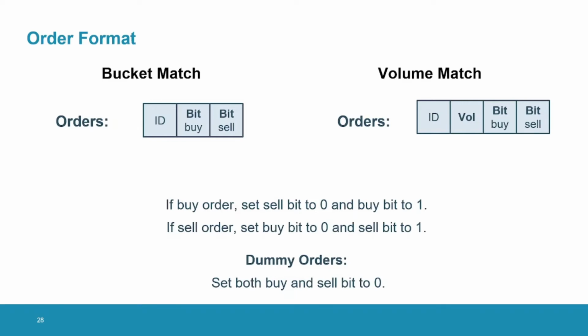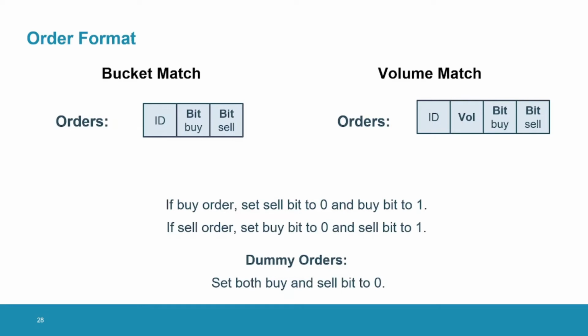And then for the bucket match, we already know the volume of every order because all of them have the same predefined volume. And because of this, we only need information about the direction of the order. So we need to know if it is a buy order or a sell order. If the order is a buy order, then the sell bit will be 0 and the buy bit will be 1, and the other way around if it is a sell order. We can also have dummy orders, and in this case, both the buy bit and the sell bit will be 0.